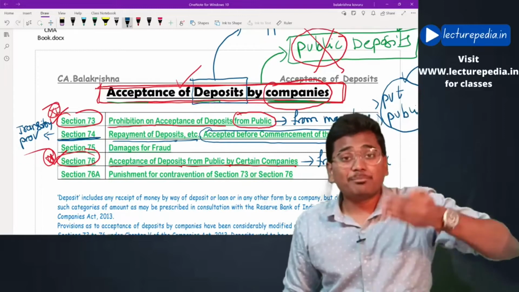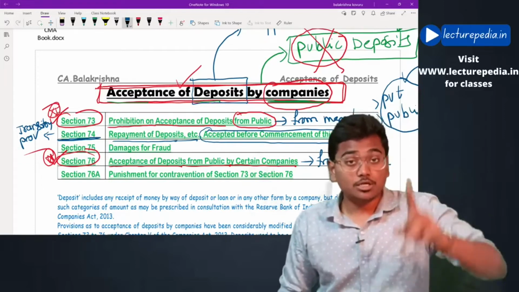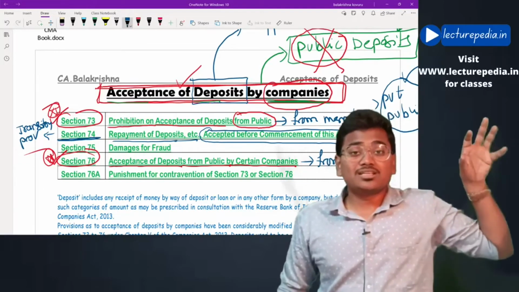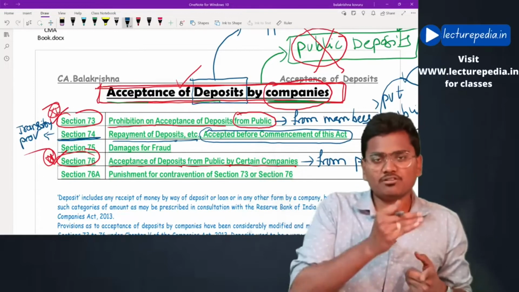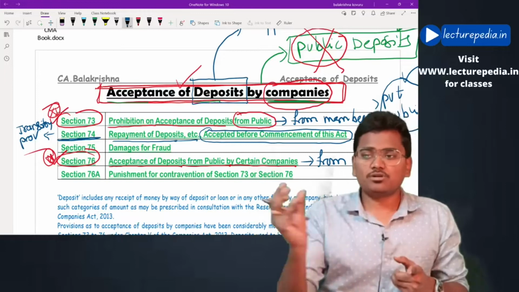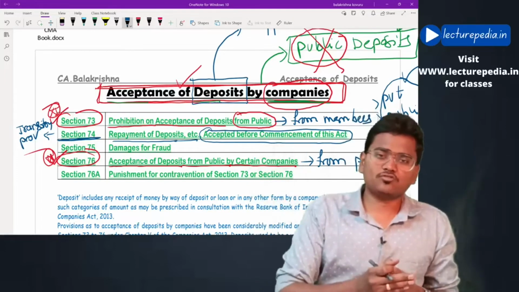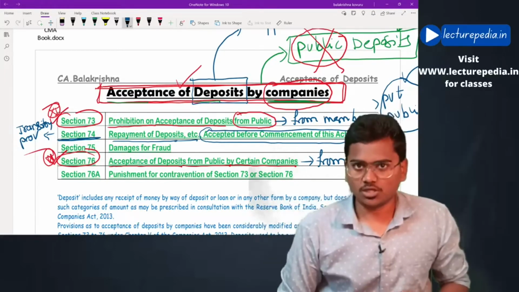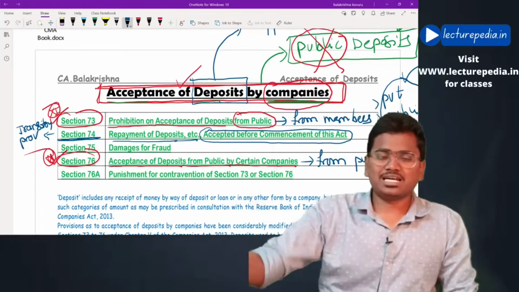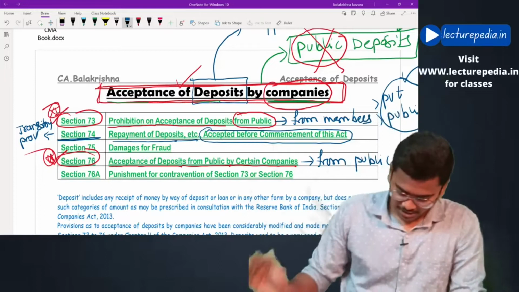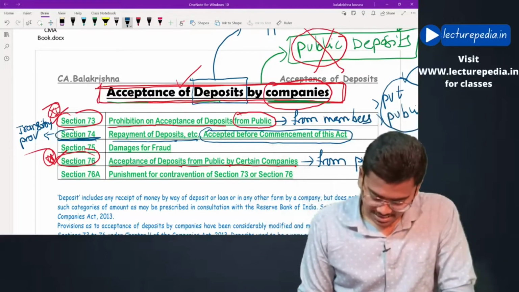Now if companies have raised deposits before 2014, then those deposits have to be repaid within 1 year from the date of commencement of these sections. That is from 2014, within 1 year they have to be repaid. Now this section has become irrelevant because that period has already completed. Okay, this section is irrelevant.